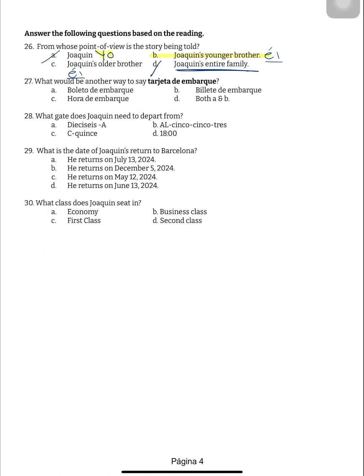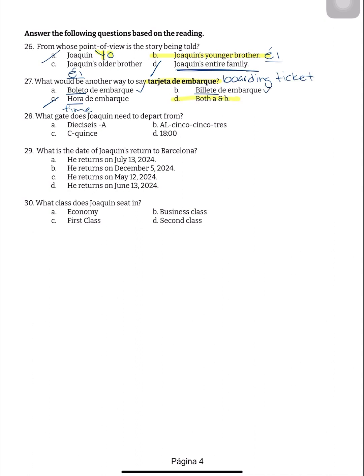What would be one way to say tarjeta de embarque? Okay, so tarjeta de embarque, we already know based on the beginning of this, is a boarding ticket. Now you have 3 different words that mean the same thing. So you have billete, boleto, and hora. I can eliminate C immediately because that's time, remember? Time, boarding time. Now, boleto embarque and billete embarque both mean ticket. Okay, so this means ticket, making D my only option.